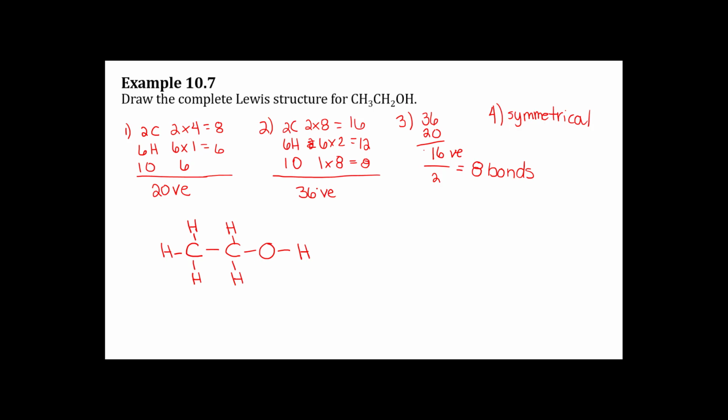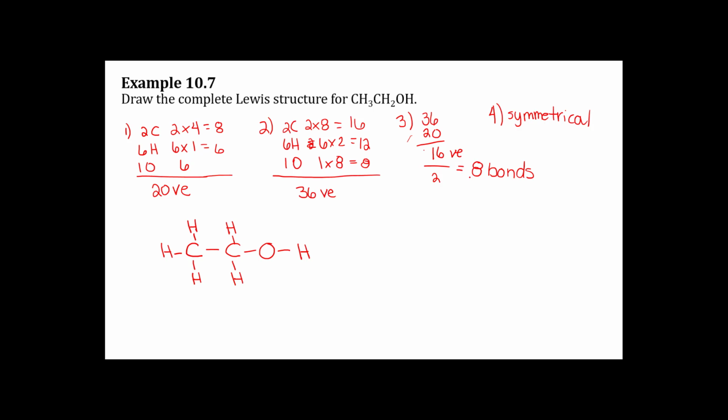You guys see where I did that? I had 16. I subtracted 36 by 20. This is what I want to have with full octets or duets. These are the valence electrons I have to work with. I subtracted them. It gave me a number, and I divided those by 2 to determine how many bonds are in this compound. And 1, 2, 3, 4, 5, 6, 7, 8.